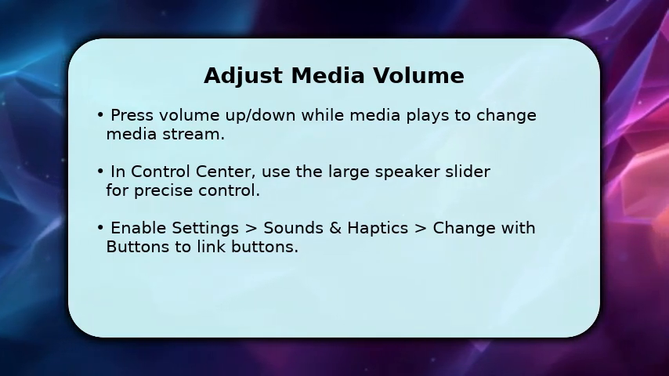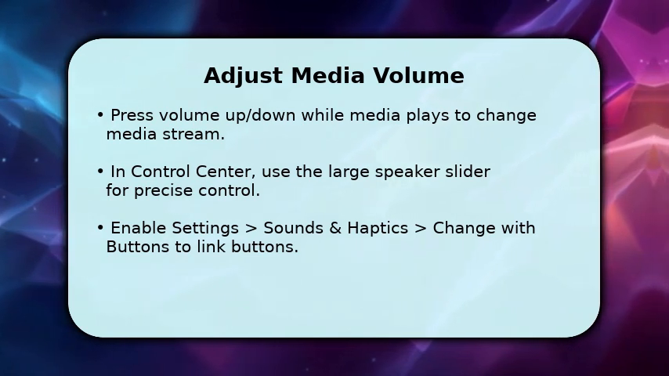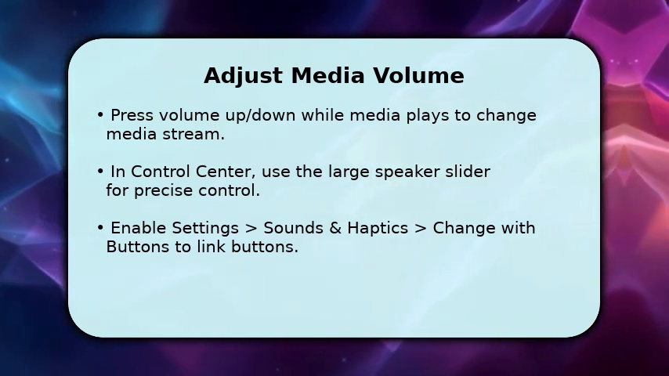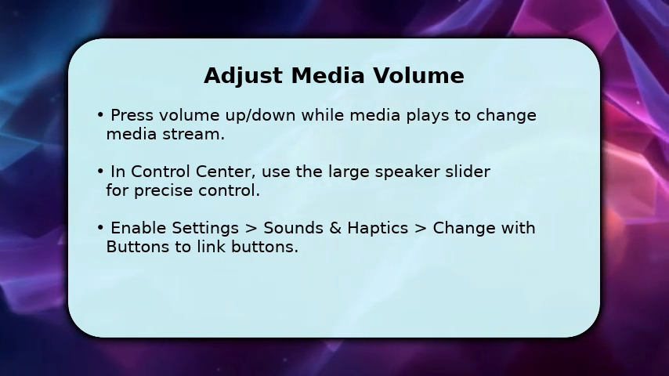Start playing audio or video so the phone targets the media stream. Press the physical volume buttons to change the media level. If nothing moves, open Control Center and drag the speaker slider. It shows current output and level.